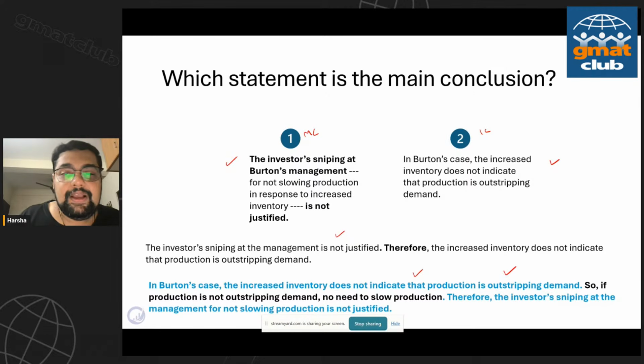Here's an example. In Burton's case, the increased inventory does not indicate that production is outstripping demand. Think about the logical nuance there. If the production is not really outstripping demand, why do you need to slow down production? And if you don't need to slow down production, then the investor really has no basis to criticize the management. Slowing production is not needed at all. So this criticism, the sniping that he's doing, is not justified. So you can see how 2 is eventually helping build the case for 1.